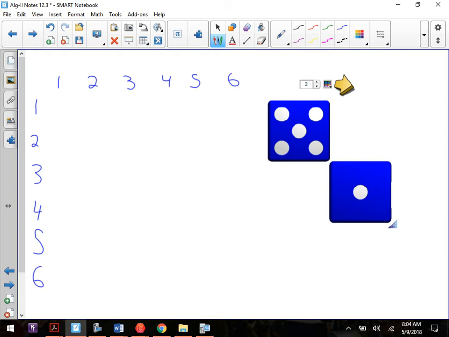So if you think about it, you can roll a 1 on the first die and a 1 on the second. What I'm doing here is writing out the possibles.